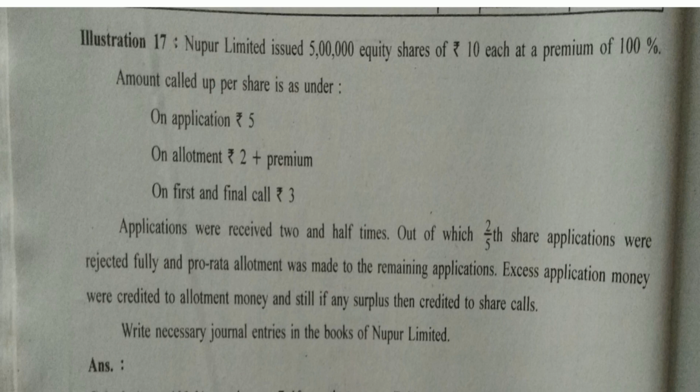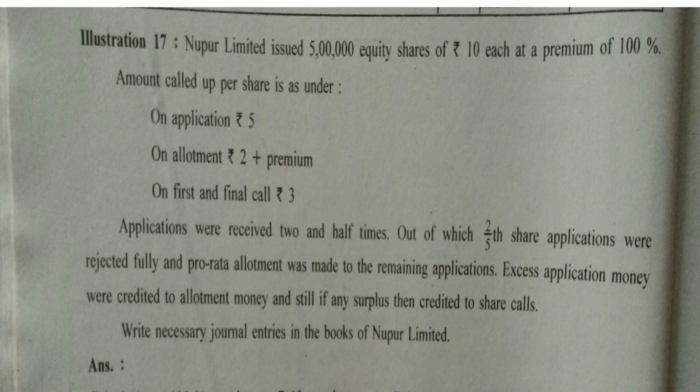And further they say on application rupees 5, on allotment rupees 2 plus premium. How much is the amount of premium? We've just understood. It is 10 rupees again, which is 100% of 10 rupees. 10 rupees is the face value of the share. And also the amount of premium is again 10 rupees, because they've clearly written here that the amount of premium is 100%. 100% of what? Of face value. What is the face value? It is rupees 10. So the issue price is rupees 20.